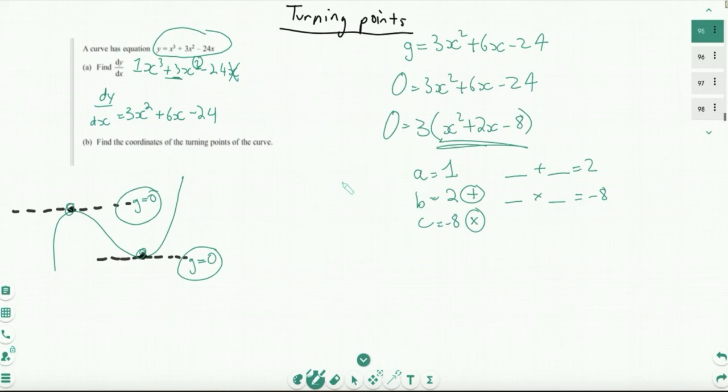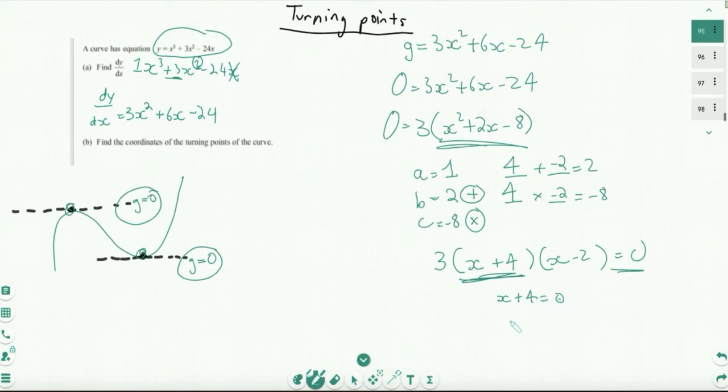Sorry about that. Well, that's pretty straightforward. It's going to be 4 and negative 2. So we can go ahead and open up 2 brackets: x positive 4 and x negative 2 equals 0. Don't forget the 3 in the front, although it's useless. So let's just write out the first bracket. So x plus 4 equals 0.